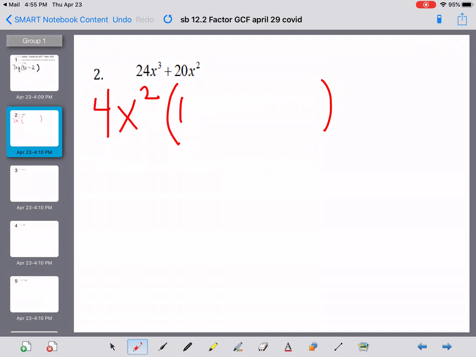24 divided by 4 is 6. X cubed divided by x squared: we had 3 x's, we took out 2, we still have 1 left. 20 divided by 4 is 5, and then x squared divided by x squared is 1. Where we had 2 x's, we took them out. What we have written here is our completely factored version of 24x cubed plus 20x squared.